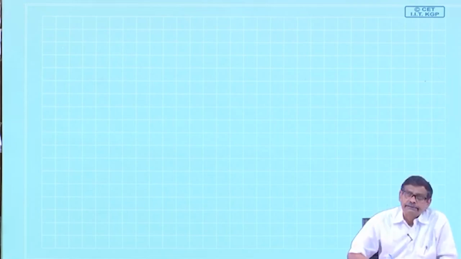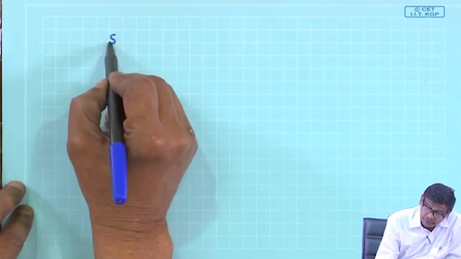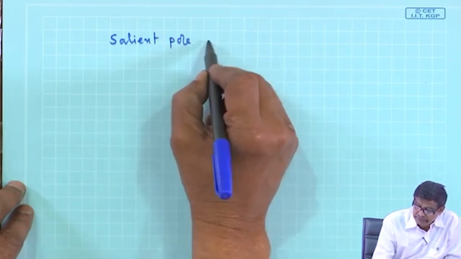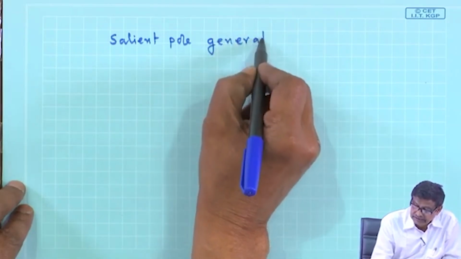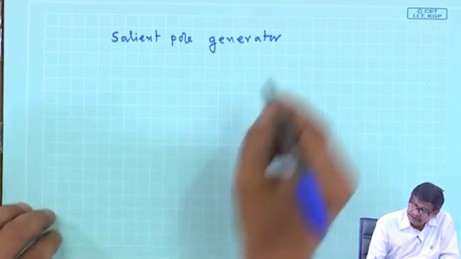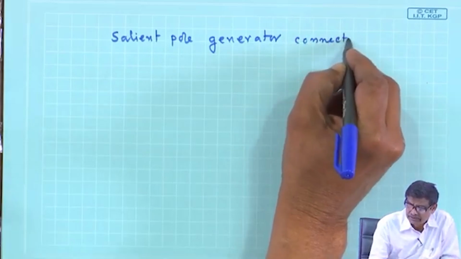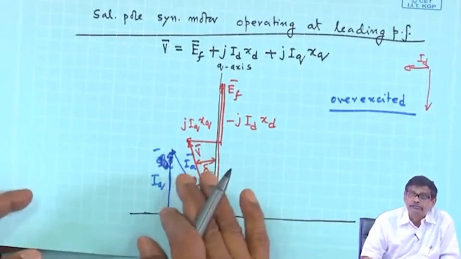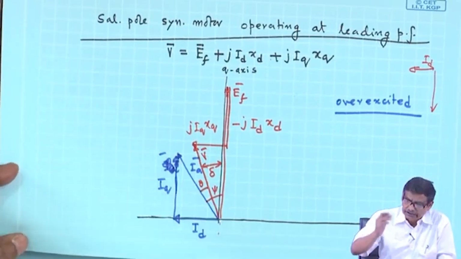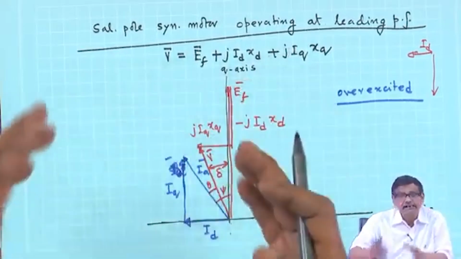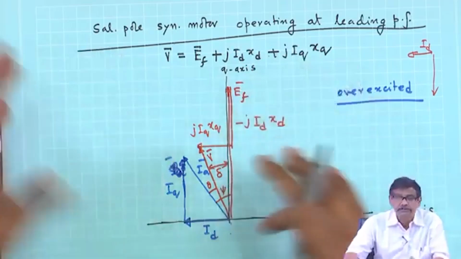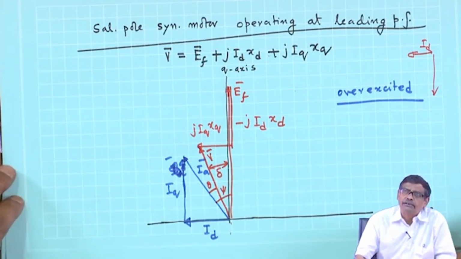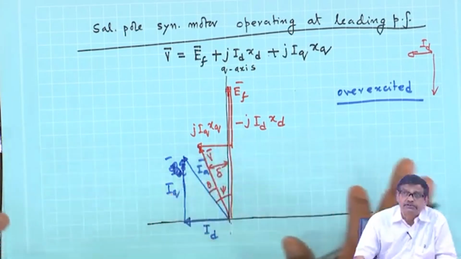For example, I say a salient pole machine in generator mode connected to bus. All phasor diagrams I am generally referring to are connected to bus, although it does not mean that if it is in isolated operation, this phasor diagram is wrong. It is not like that. If it is connected to bus, the length of V in this phasor diagram gets fixed. Other lengths of the phasors may change, but the length of V will remain the same. Otherwise, it is also true for isolated operation of a generator. This phasor diagram is true.